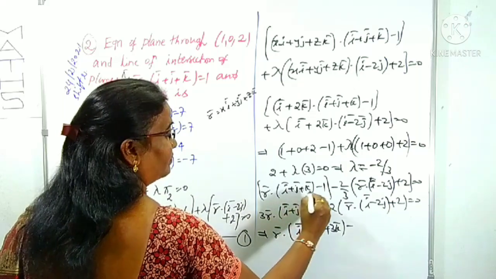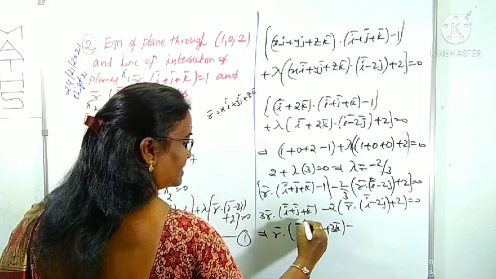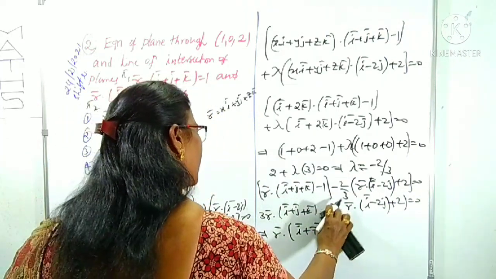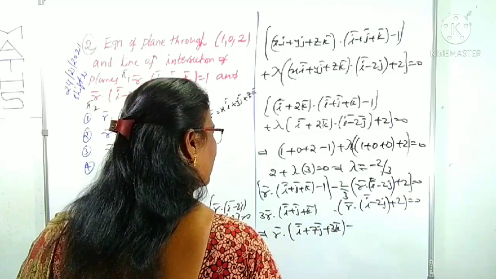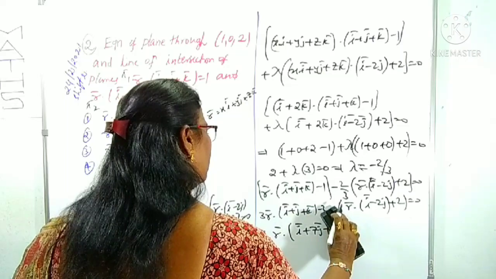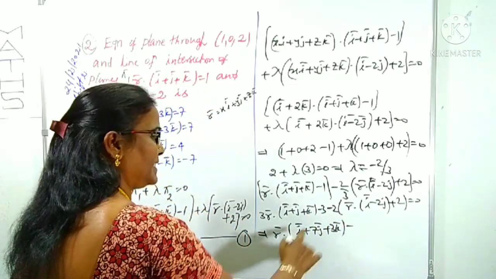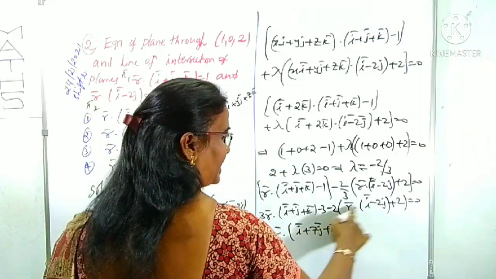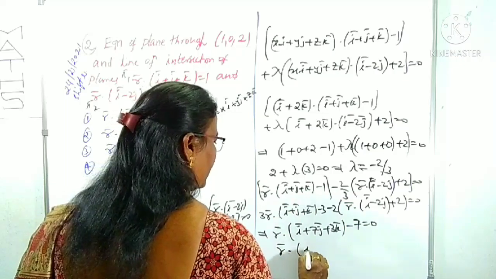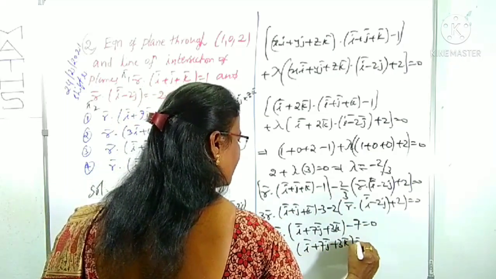r dot of with minus 3. By the LCM, 3 into 1 minus 3 is also there. I missed that one. Okay, here minus 3 and with the minus 2, right? Means additionally minus 3 is there. Minus 3, minus 4, minus 7 is equals to 0. Simply it is r dot of i plus 7j plus 3k is equals to 7.